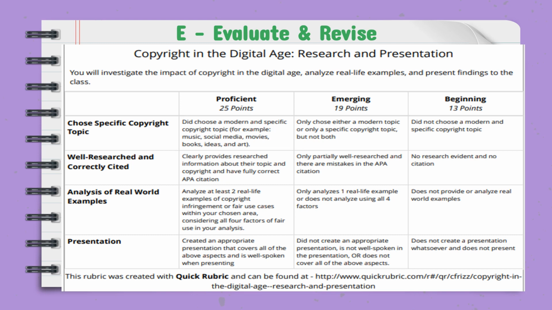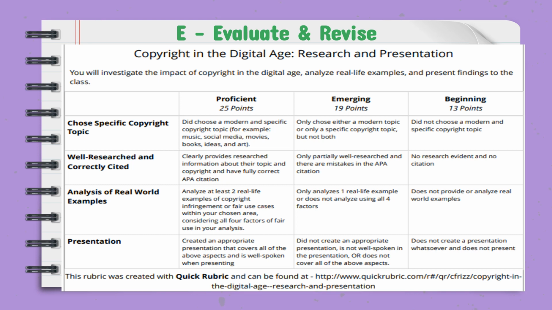The third criteria would be an analysis of real-world examples. So they would get a proficient if they do analyze at least 2 real-life examples of copyright infringement or fair use cases within their chosen area, considering all 4 factors of fair use in their analysis. They would get an emerging if they only analyze 1 real-life example or do not analyze using all 4 factors, one or the other, they would get emerging. If they didn't do either, they would get a beginning.